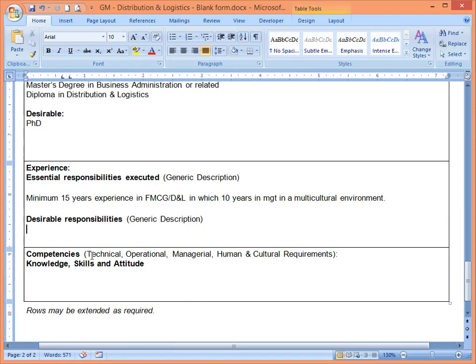So here, desirable responsibilities. You can say experience also in D&L, distribution and logistics, in various countries, but this would be desirable. Okay, understand?